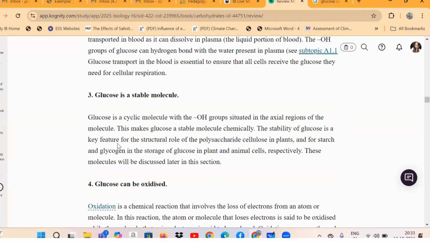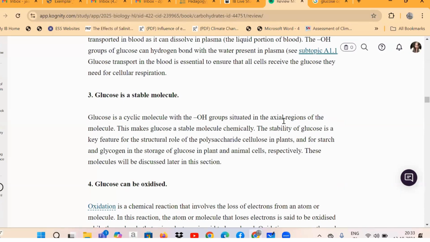So reasoning out is very important. Why is glucose stable? Why is glucose soluble? We should be able to reason out. Similarly, glucose is a stable molecule. It's a cyclic molecule because you can see hydroxyl groups situated in the axial region. What is axial region?